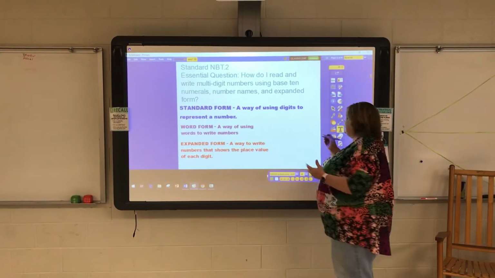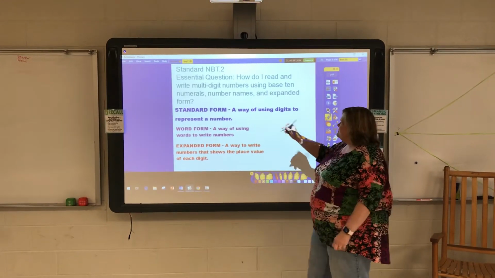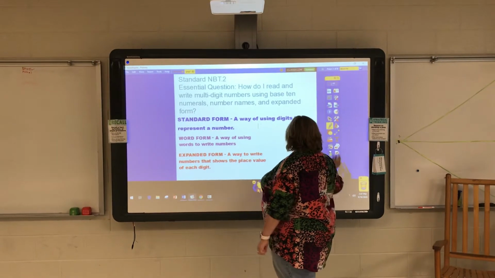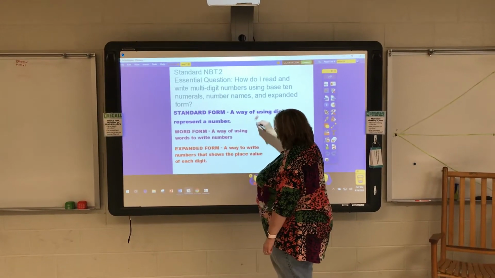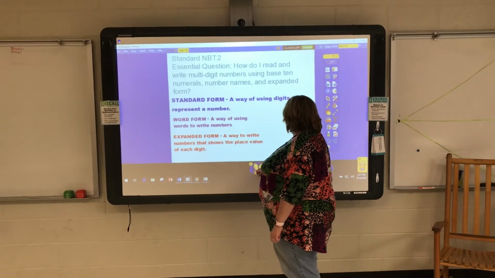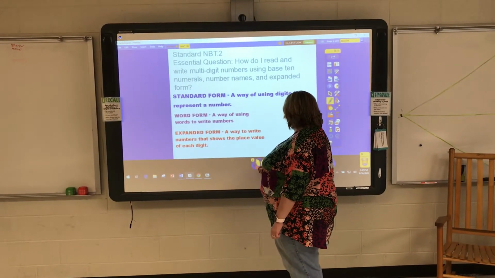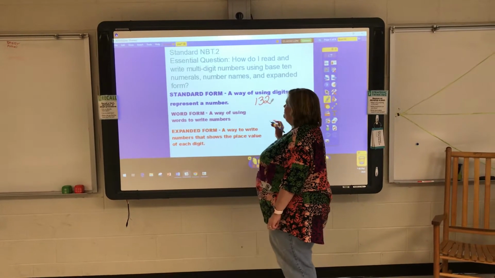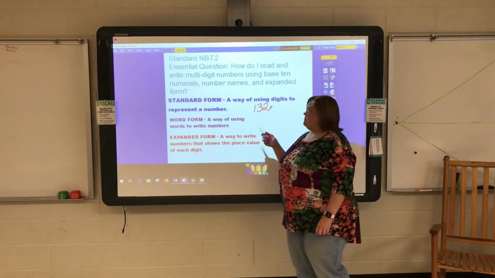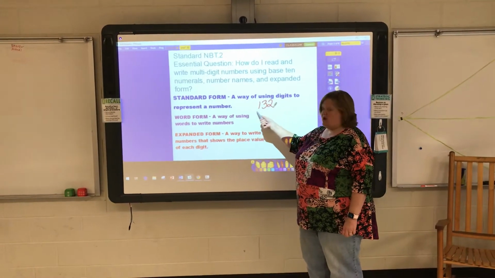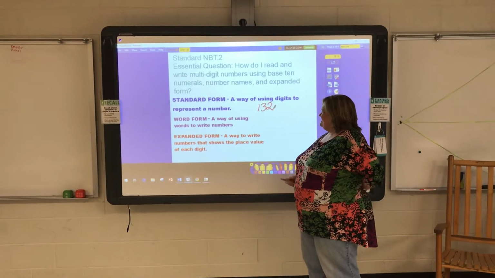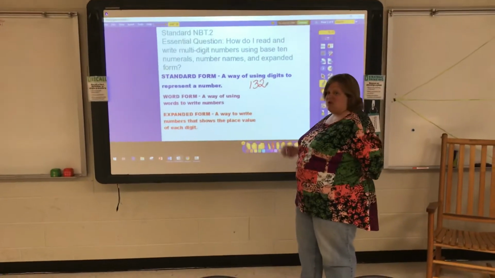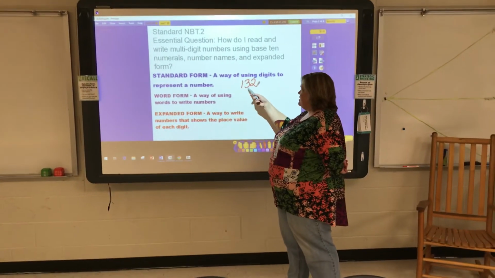So Dr. Price will just give you an example because I think that'll help. Standard form might be, let's change that color, because if I don't make it bright for you, you might not be able to see it. There we go. If I did the number 132, that is in standard form because it's just using the digits 1, 3, and 2 to represent 132. Word form would simply use words to write 132.